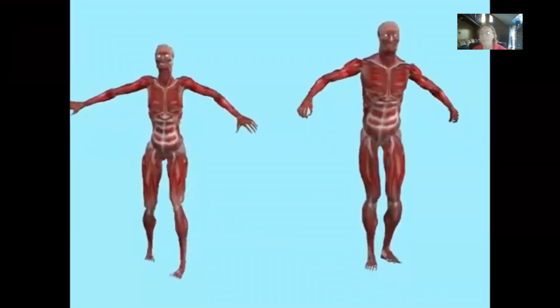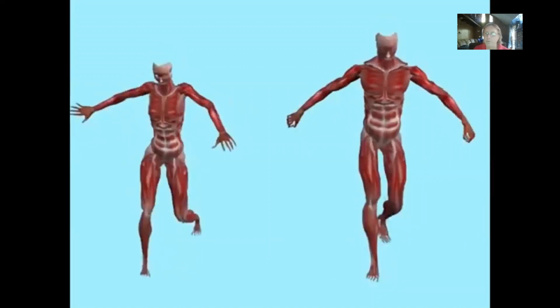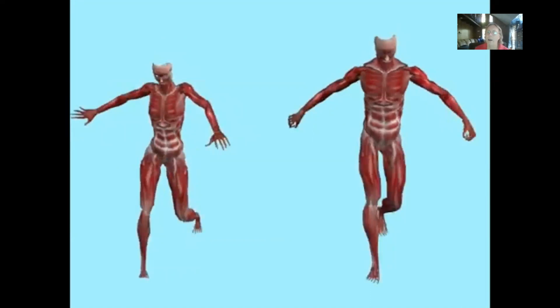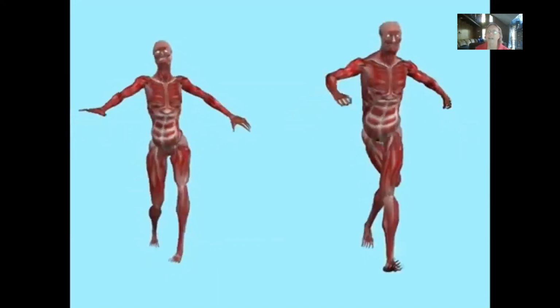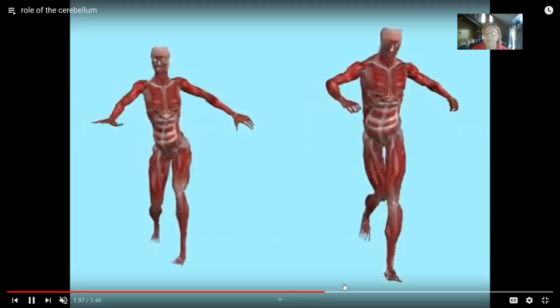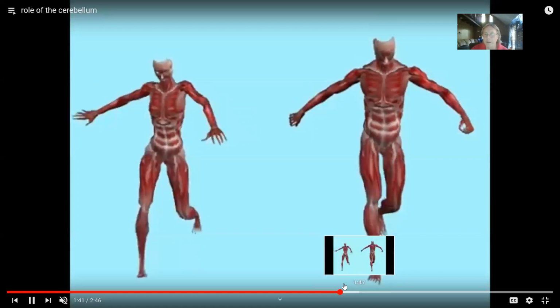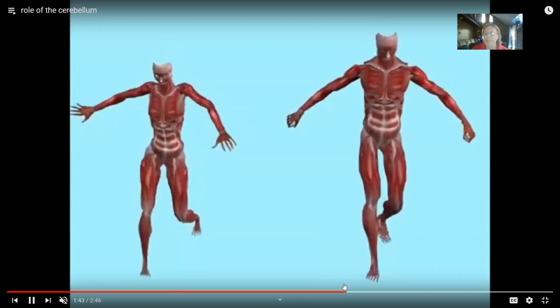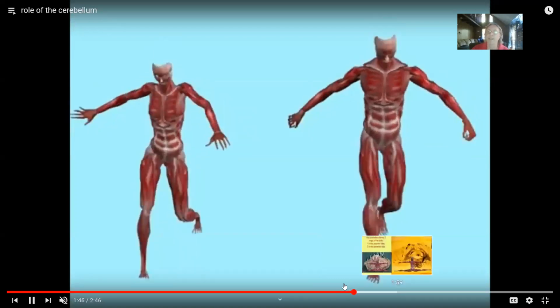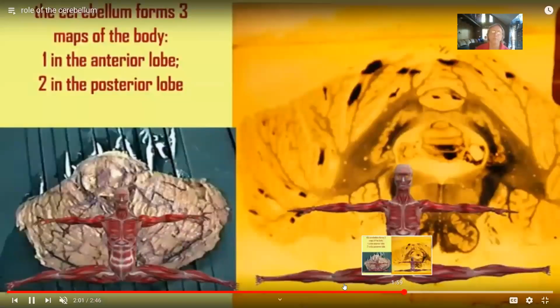If you were off balance, the muscles you would use to take a step would be different from if you were maintaining balance. And so it is the maps of the body and the idea of self, these proprioceptors, which help the cerebellum measure position and balance, and thus allow for smooth muscle movements.